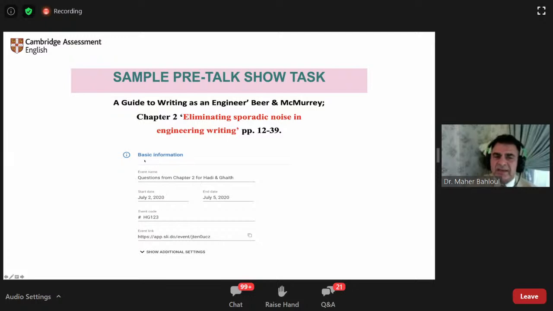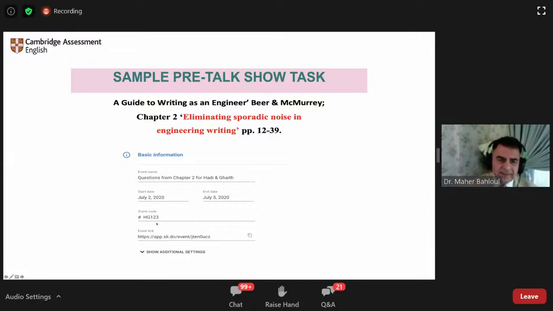Slido. So in Slido, you see the basic information. There is an event, you give it the name. I usually write the names of the students so they can see, oh, this is their event. It's important for them to appropriate the session, to appropriate the event, so their names are there, and there is the date, and there is a code.